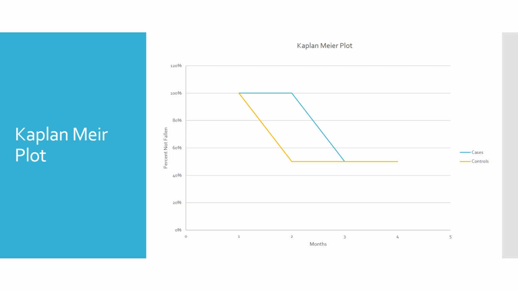Now we can create the Kaplan-Meier plot with all of our data. I used Excel to create this plot. This plot represents the cases and controls over a period of 4 months.